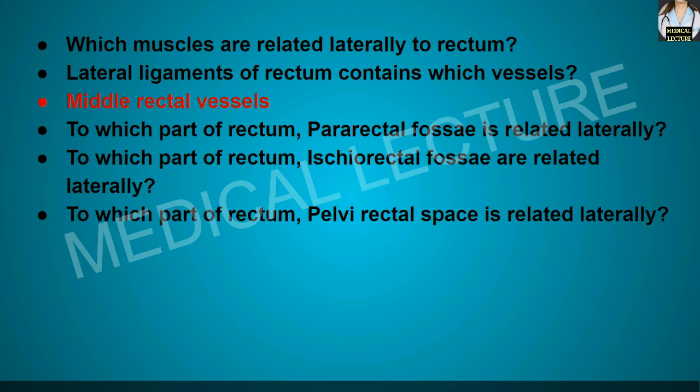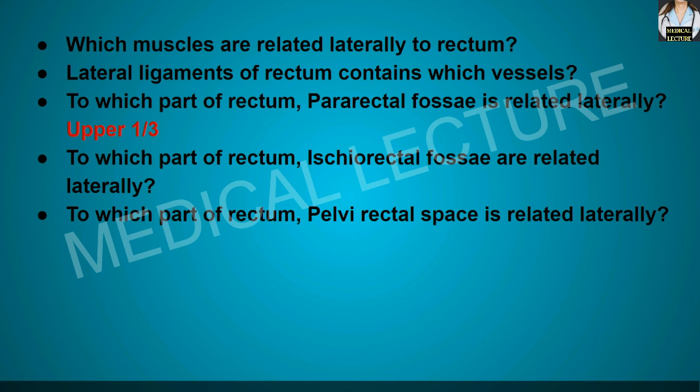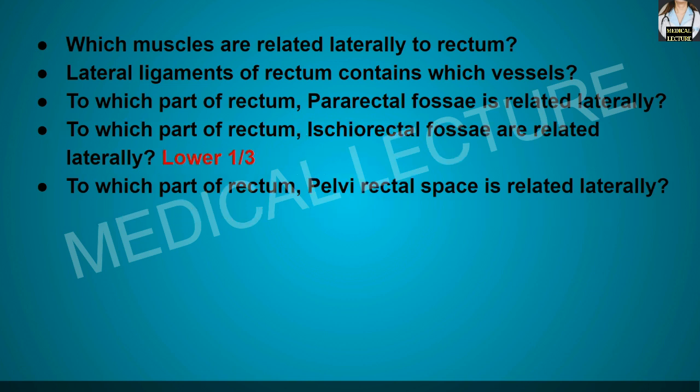To which part of the rectum is the pararectal fossa related laterally? In the upper one-third part. To which part of the rectum is the ischiorectal fossa related laterally? It is the lower one-third part. To which part of the rectum is the pelvirectal space related laterally? It is the middle one-third part.